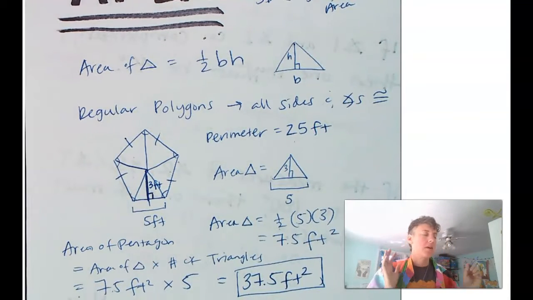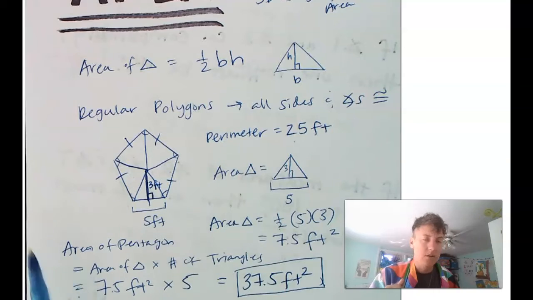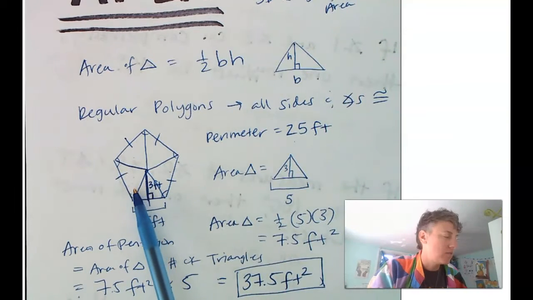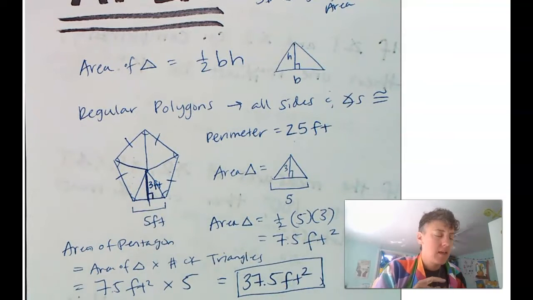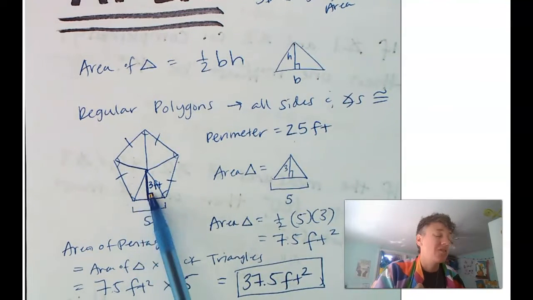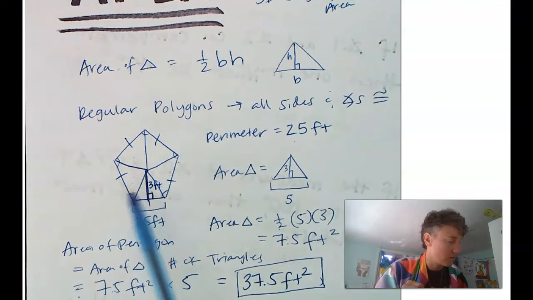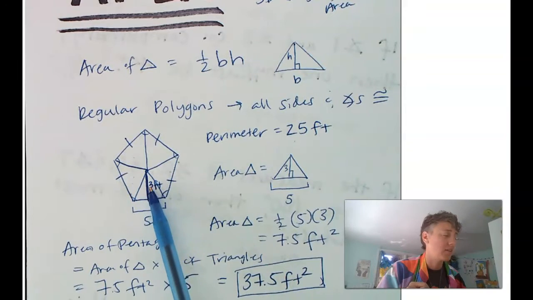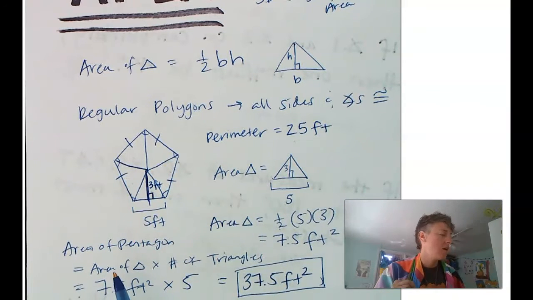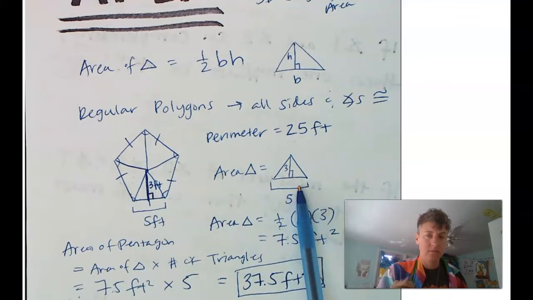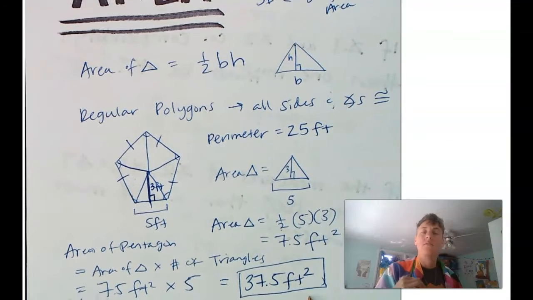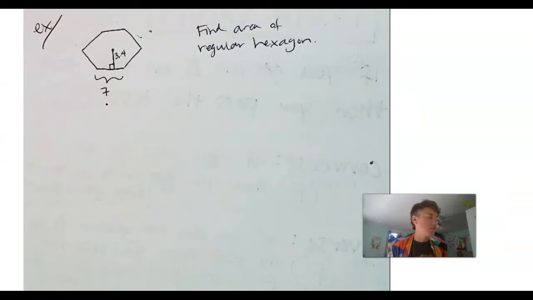So what did we do here? We had a regular polygon. All the sides and angles are congruent. We can take any regular polygon and split it into triangles. There will be the same number of triangles as there are sides. So this guy was a pentagon, so it had 5 sides and consequently 5 triangles. We found the area of one of those triangles, and then we multiplied by the number of those triangles to find the area of the entire regular pentagon. Pretty sweet. Let's talk that through one more time.